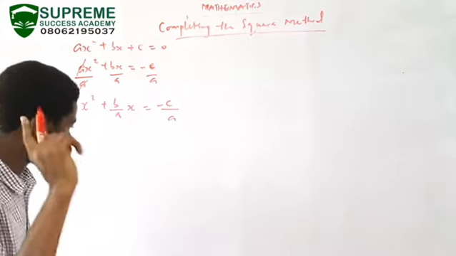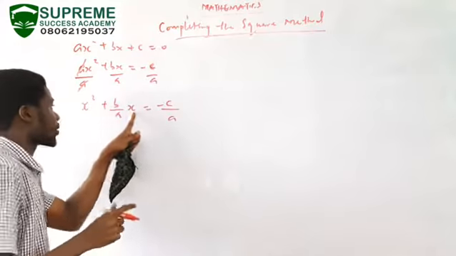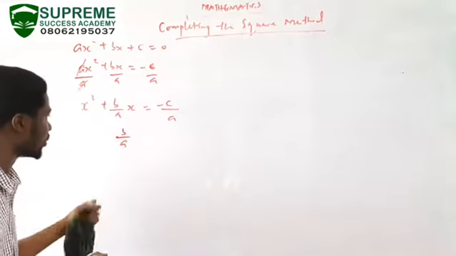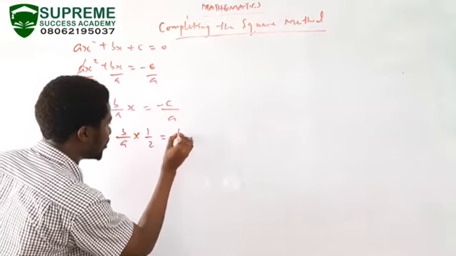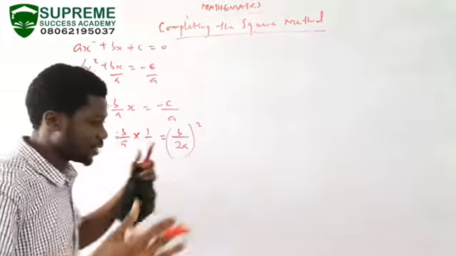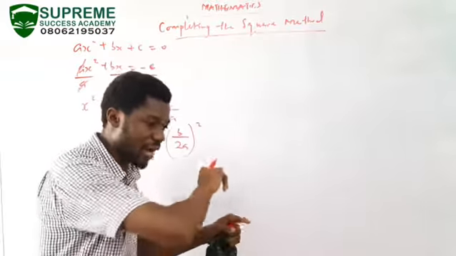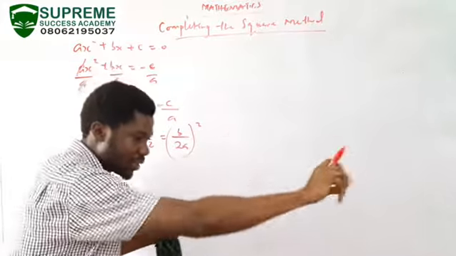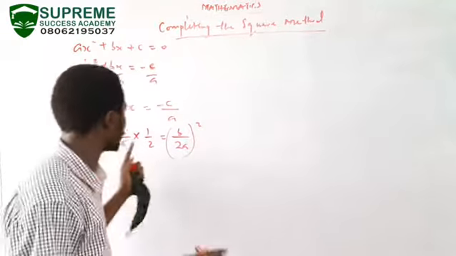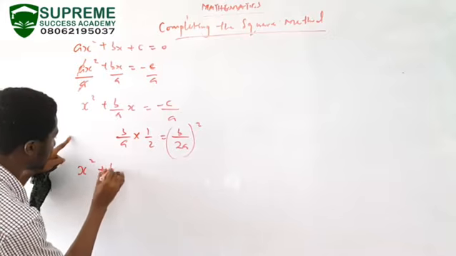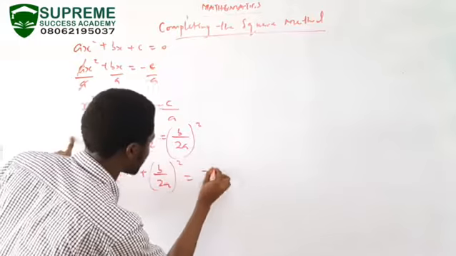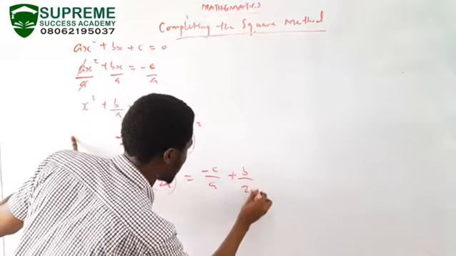Good. What's the next step? Determine the coefficient of x. What is that? b over a. Please, because it is plus, that's why if it is negative, you must bring it with it. Multiply it by half. What do you have? b over what? 2a. Square the result and add it to both sides of the equation. That's all. Let me say that again. Collect like terms. Divide all through by the coefficient of x squared. Determine the coefficient of x. Multiply by half. Square the result and add it to both sides. So let's apply that. x squared plus b over a x plus b over 2a all squared equals minus c over a plus b over 2a all squared.